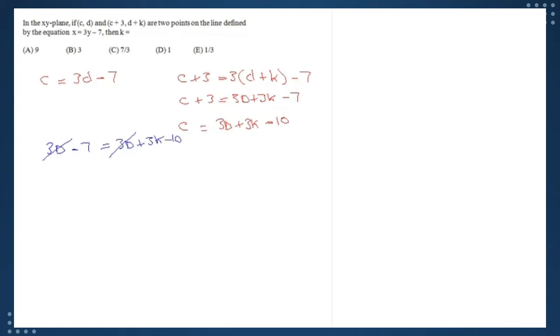The 3D's cancel. We have minus 7 equals 3K minus 10. We bring the 10 over. That gives us 3 equals 3K. So, of course, K is equal to 1. Answer choice D. So I want everyone to take a good look at this and understand that this is a very important component of coordinate geometry.